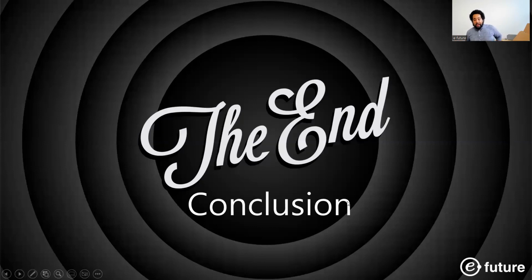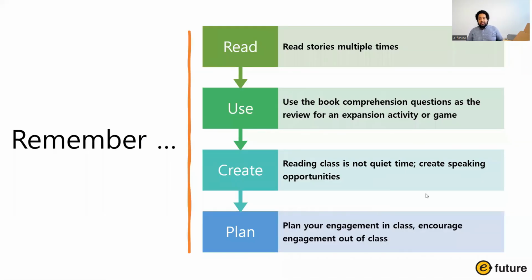So we are a little over time. Sorry about that, but just a quick conclusion here. Things to take away. Remember, read stories multiple times. Use the book comprehension questions as the review for an expansion activity or a game, and then go back to the questions in the book.